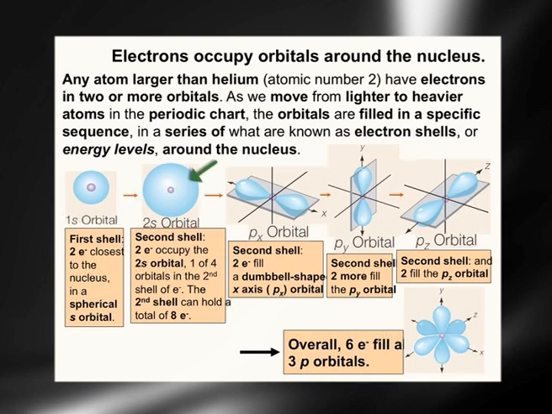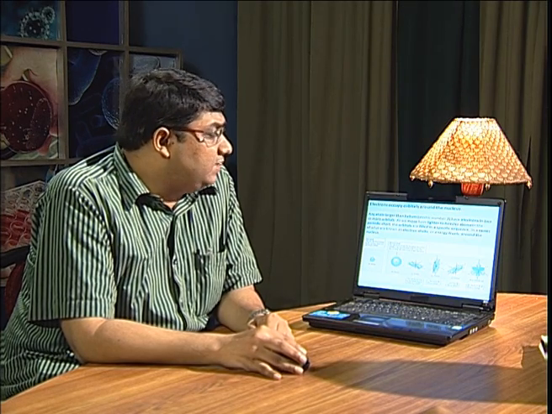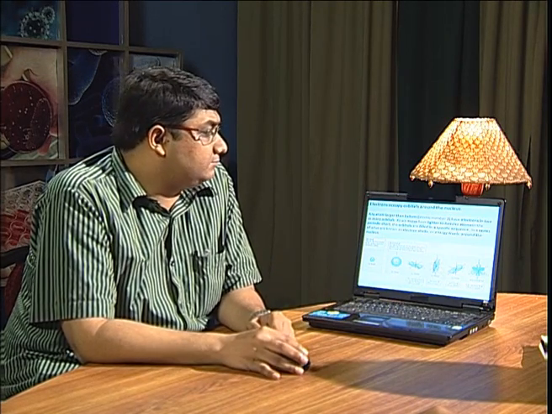Then comes the second shell. In the second shell, there are 4 orbitals, one 2s orbital and 3 p orbitals. So after the first shell's 1s orbital is filled up, the 2s orbital will be filled up by 2 electrons, and then the 3 p orbitals will be filled by 2 electrons in each. So to completely fill up the second shell, you need 8 electrons, because there are 4 orbitals. 4 into 2, a total of 8 electrons will be needed.